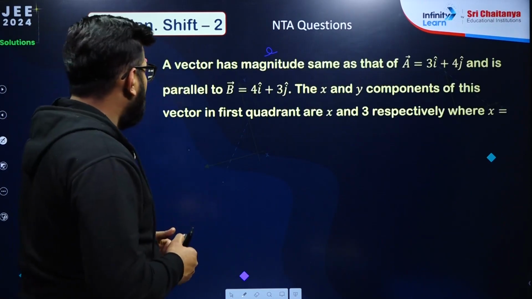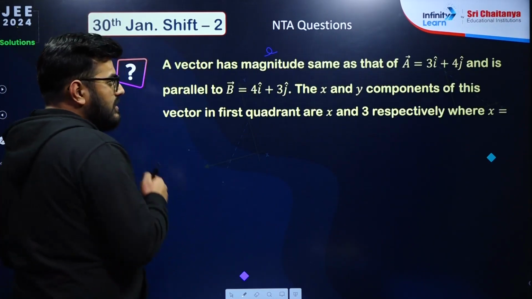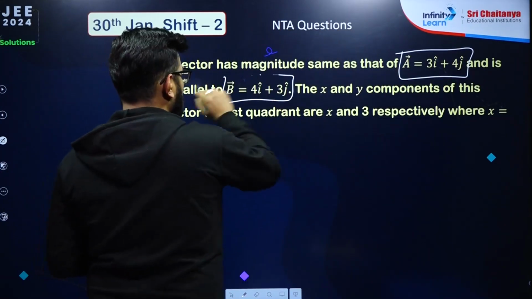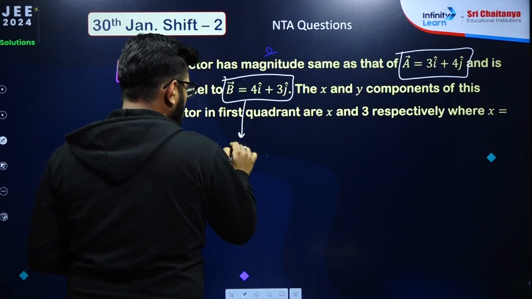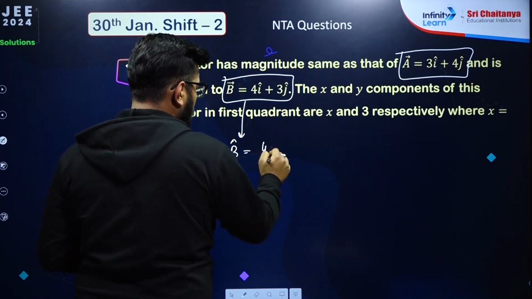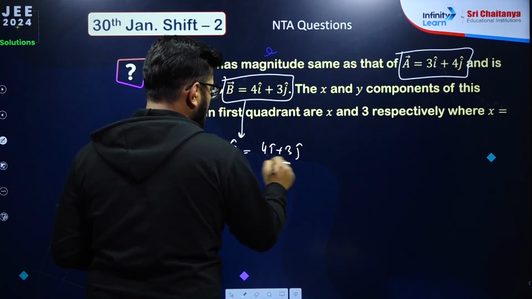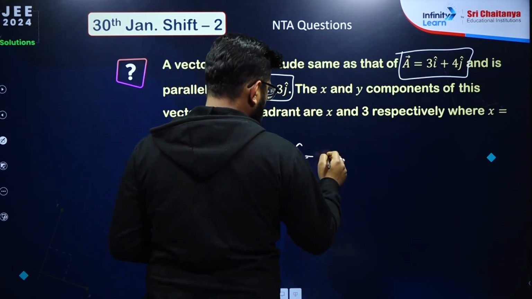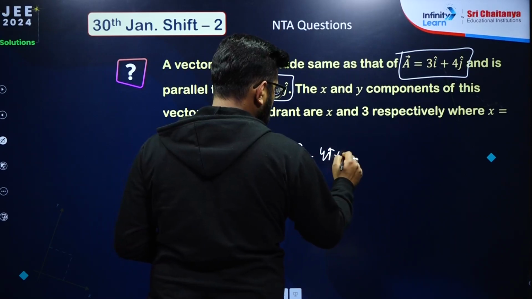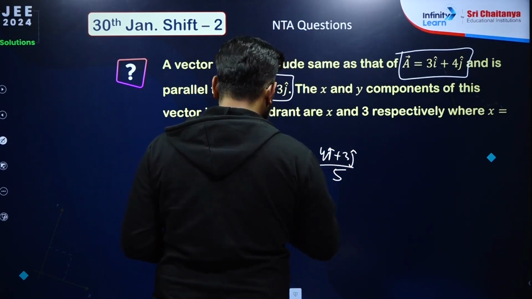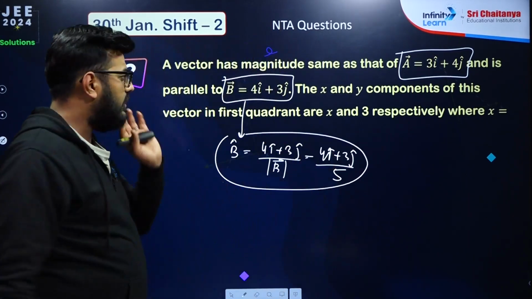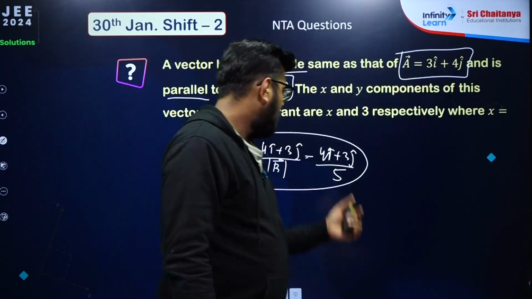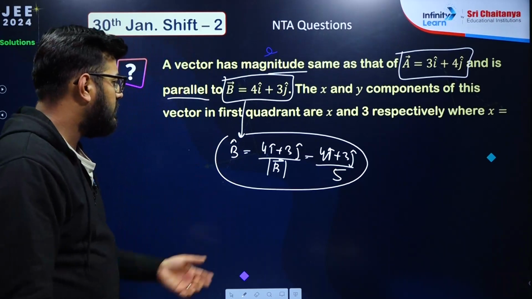Okay. Now, a vector has the same magnitude as that of A vector and is parallel to B vector. So from B vector, we need to find out the unit vector, that is 4i plus 3j divided by the magnitude of B, and the magnitude, under root of 4 square plus 3 square, will be 5. So 4i plus 3j by 5. This is the unit vector. Through this we calculate the direction parallel to this. And the magnitude is over here, 3i plus 4j.